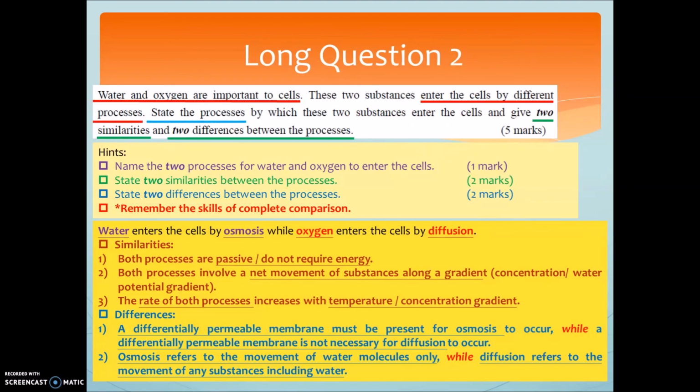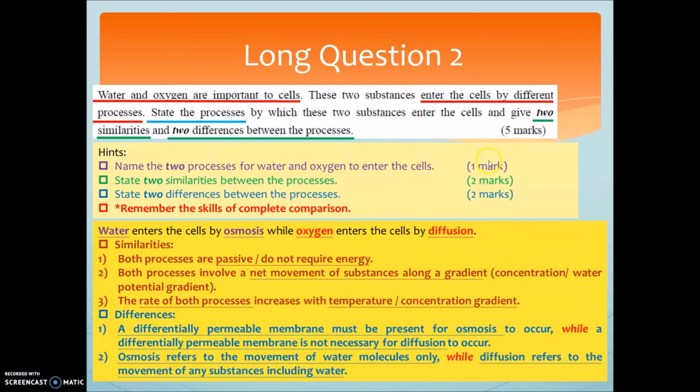Okay? And for question 2, it's a bit simple because it's just a comparison. Water and oxygen are important to cells, and these two substances enter the cell by different processes. It's given by the question. It already told you that water and oxygen enter the cells by different processes. So that's why you need to name the 2 different processes for water and oxygen. Water by which method? Oxygen by which method?